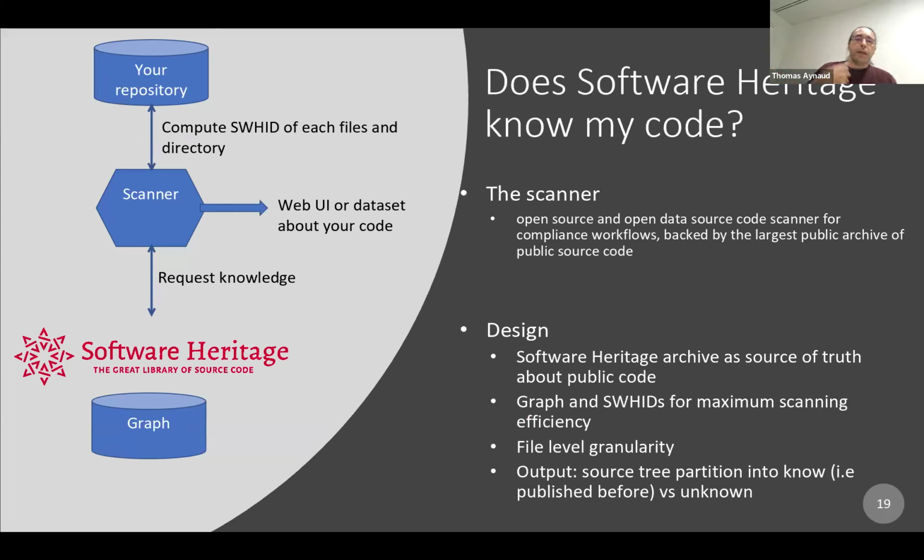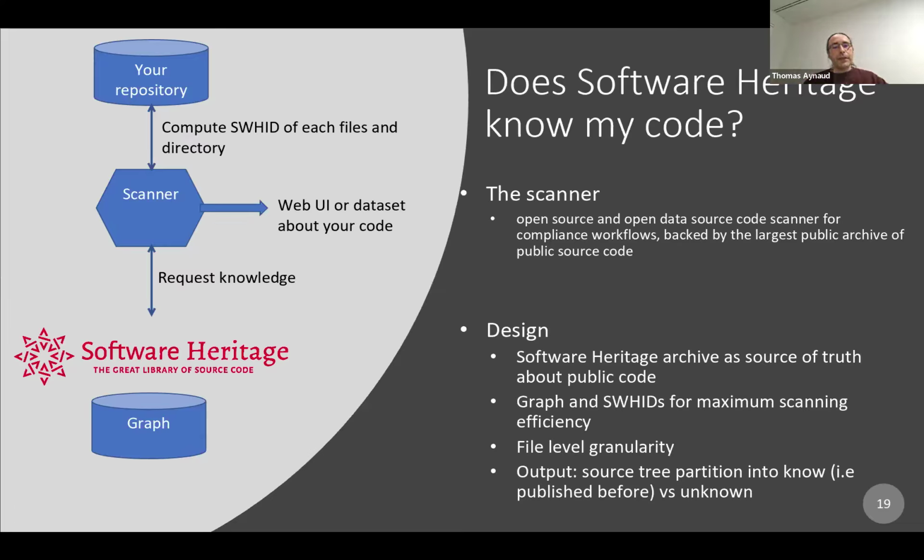Another functionality that you can do with the SWHID and with the graph on the Software Heritage is what we call the scanner. It answers the question: does the Software Heritage know my code? So the scanner is an open source and open data code scanner that you can run on your code. You will run the scanner on your repository, on code that you have access to. It may not even be yours. It will compute the SWHID of each file and directory of this specific repository. Then it will ask the Software Heritage: do you know those pieces of code?